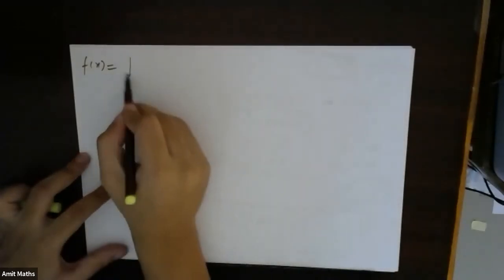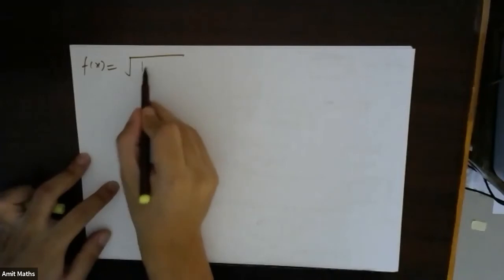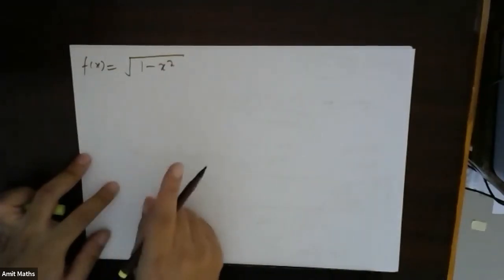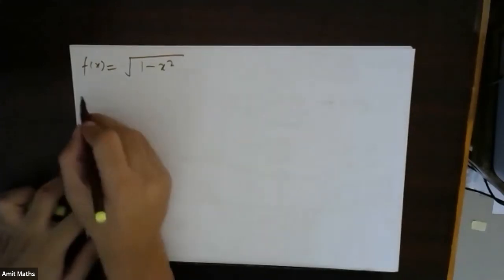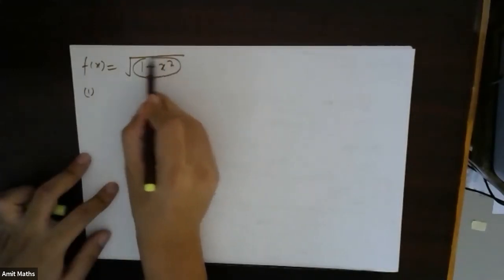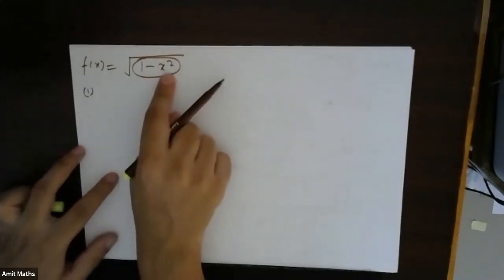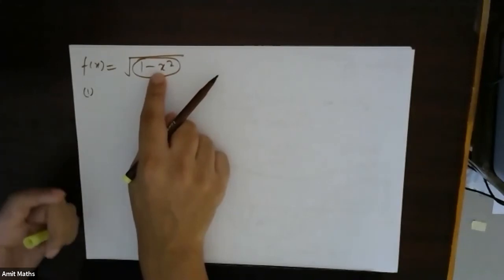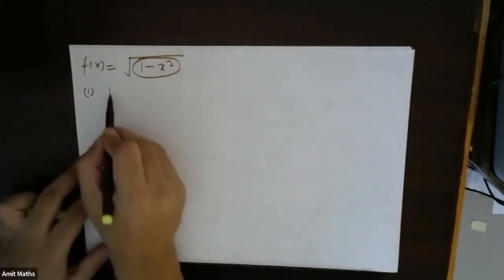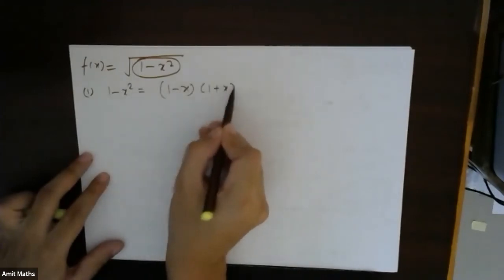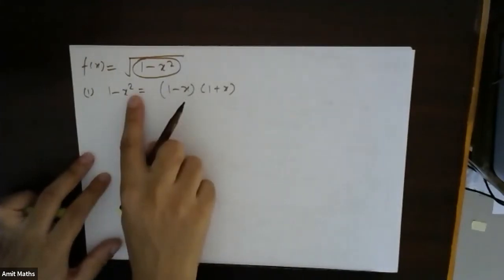Okay. Suppose instead of x square minus 1, I have 1 minus x square. So the process: first, I will write the factors. I have to check whether this is positive or not. Wherever it is positive, I can substitute those values of x and it will become my domain. So 1 minus x square, I can write as 1 minus x into 1 plus x. These will be my two factors.